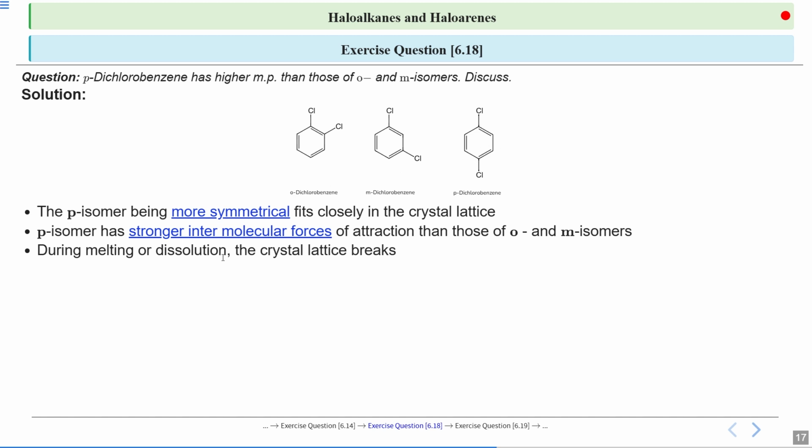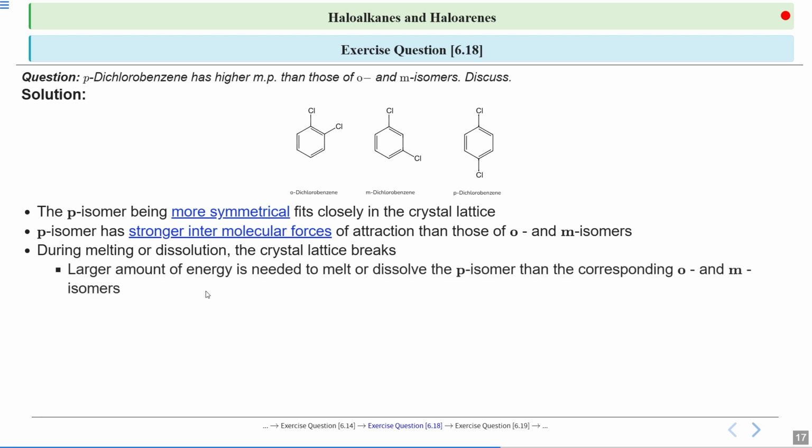So during melting or dissolution, the crystal lattice will break and you will need a larger amount of energy to melt or to dissolve this para isomer compared to the corresponding ortho and meta isomers. Okay, so due to the symmetry of para-dichlorobenzene, it will fit more symmetrically or more closely in the crystal lattice, due to which it has stronger intermolecular forces of attraction compared to the ortho and meta isomers.